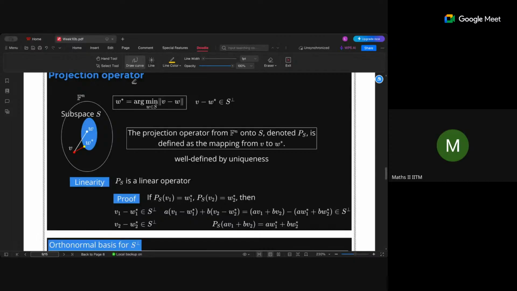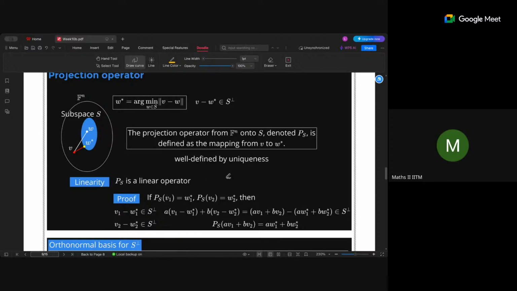Okay, so what is a projection operator? Here we are not going to see anything new, but whatever we have seen earlier, we are going to put together. The projection operator from Fn onto S, denoted by Ps, is defined as the mapping from V to W star. We know the projection of a vector onto a subspace, and now we are giving it a name. So Ps denotes the projection of V onto W star, and this Ps is a linear operator.